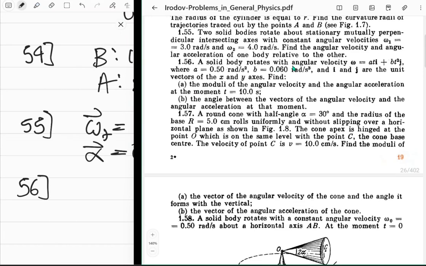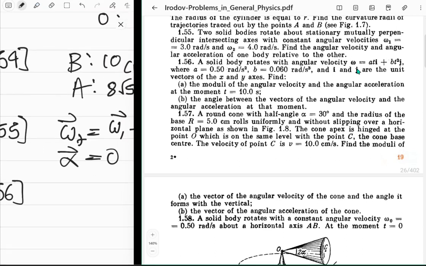A solid body rotates with angular velocity this. Oh yeah, 2 dimensions. A, B are given, then I, J are given. Fine. Find the modulus of the angular velocity and angular acceleration at the moment t equal to 10 seconds. Fine. At t equal to 10. First of all, what's the modulus of this angular velocity?